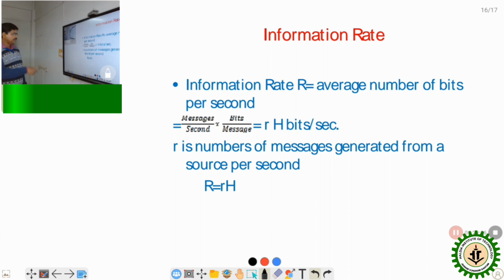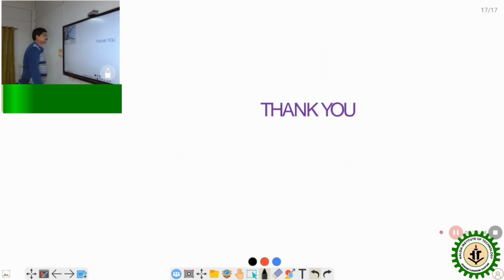They are related. The information rate and the entropy value are directly proportional to each other.